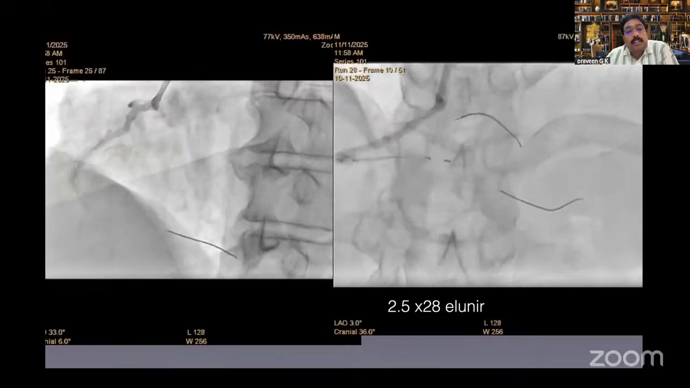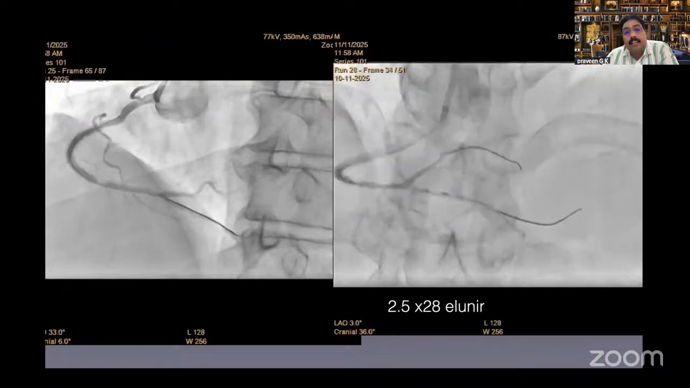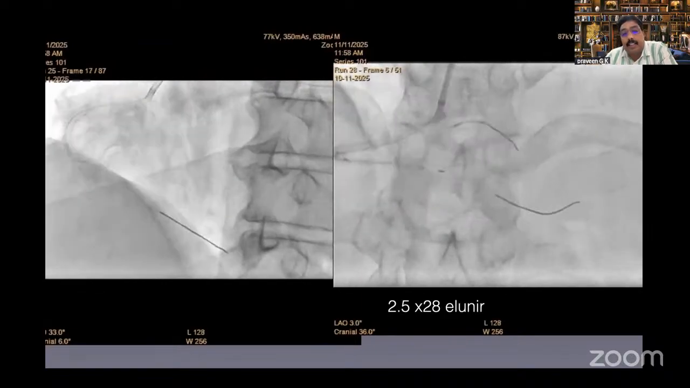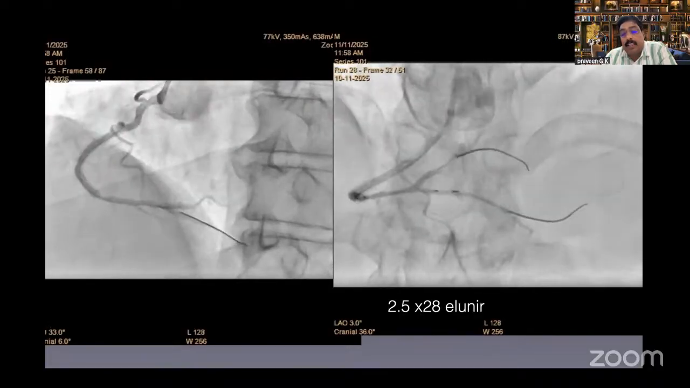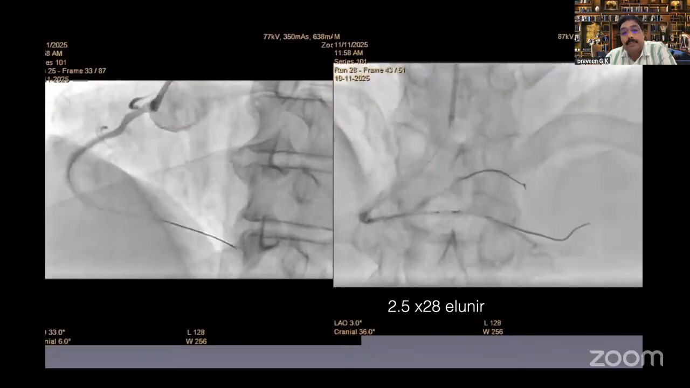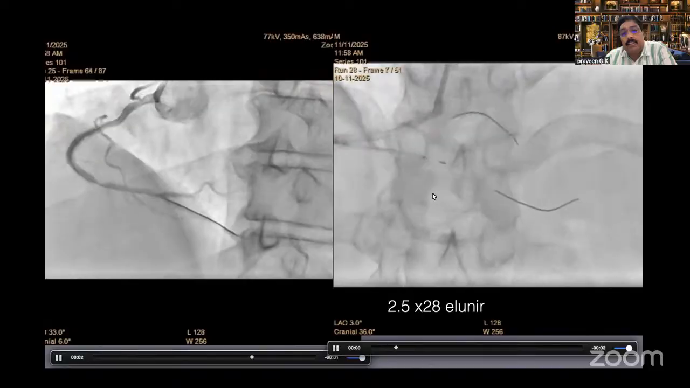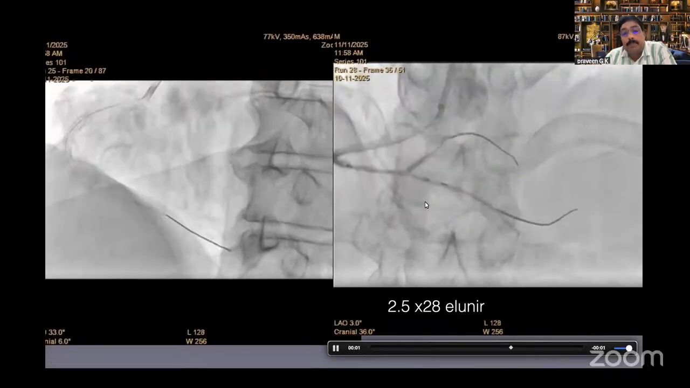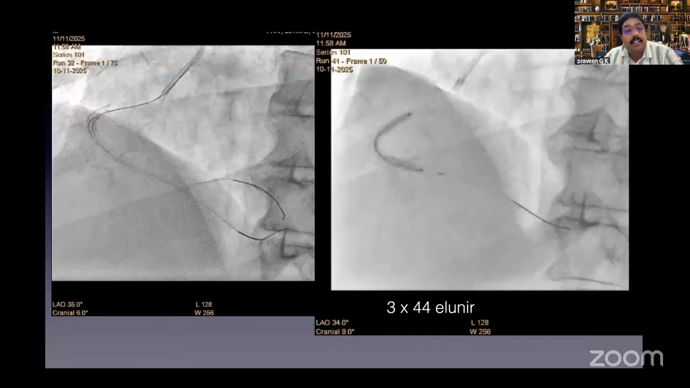So this was the result after the pre-dilatation, and then we had the linear stent in place. So we stented the PDA to the distal RCA with a 2.5x28 linear Pearl. So you can see the balloon marker and stent markers clearly here. So this helps us to precisely position the stent.